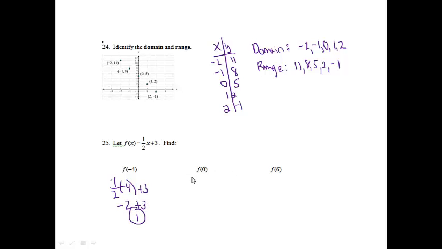And then f of 0, wherever I see an x, I'll put 0. So this will be 1/2 times 0, plus 3. 1/2 times 0 is 0, plus 3 is 3. And then the last one, f of 6, wherever I see an x, I'll put 6 this time. So 1/2 times 6 is 3, plus 3 is 6.